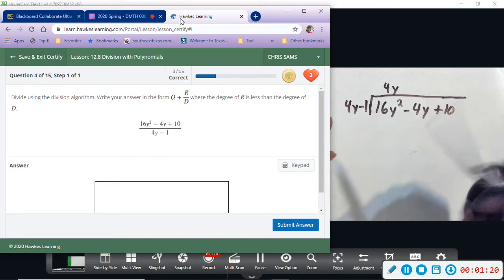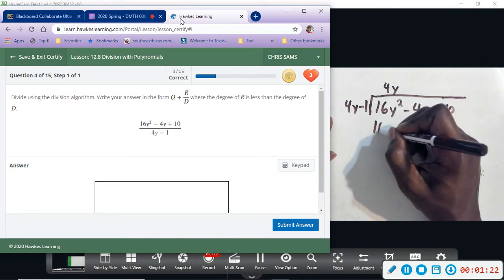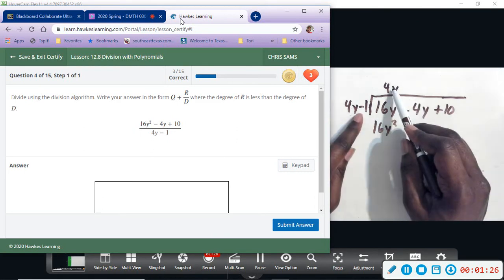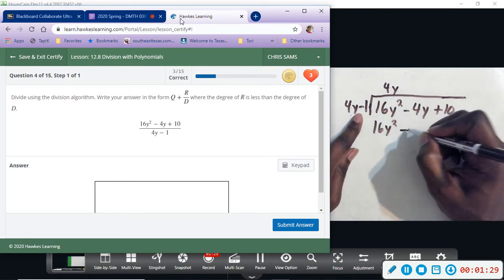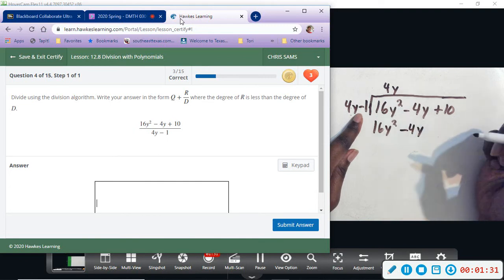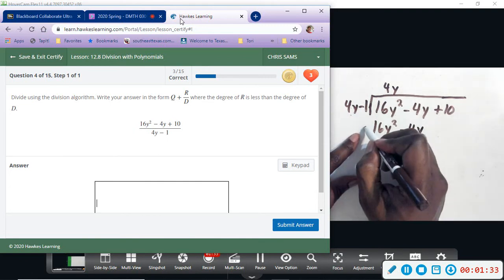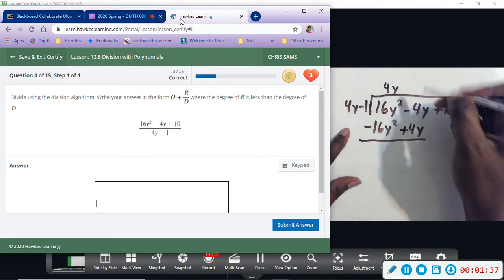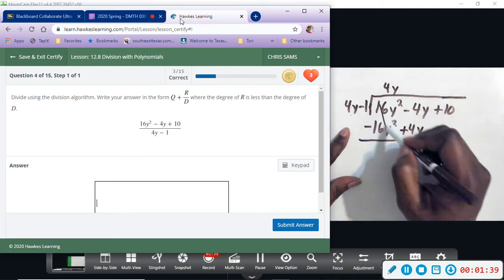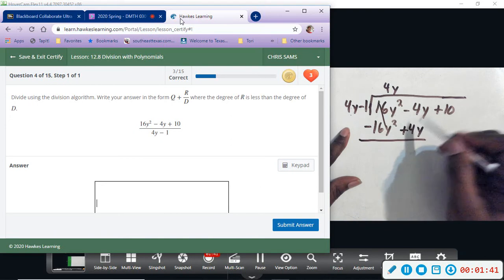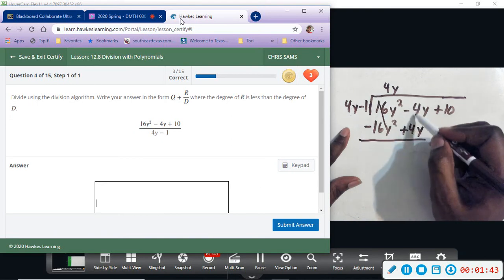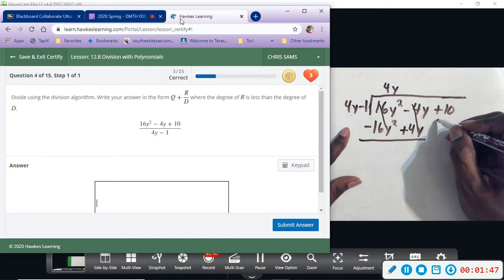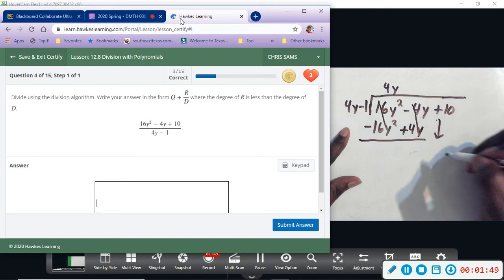Okay, so we're going to multiply it. 4y times 4y. That will give me 16y squared. And then 4y times negative 1 will give me a negative 4y. Alright, change sign. So this will become negative. This will become positive, and then we add them up. So that would always cancel. This actually cancels too. Okay, so everything goes to 0. So then I bring down my next term, which is 10.